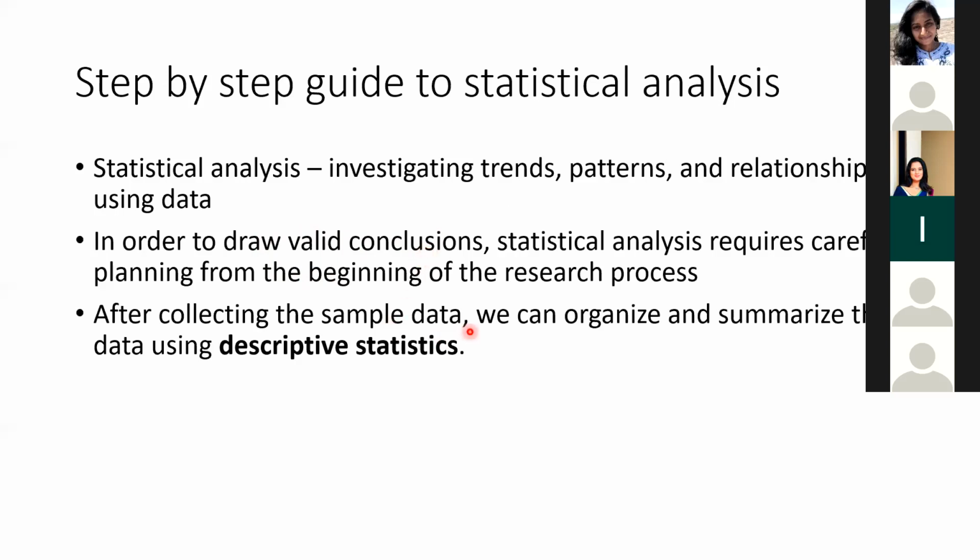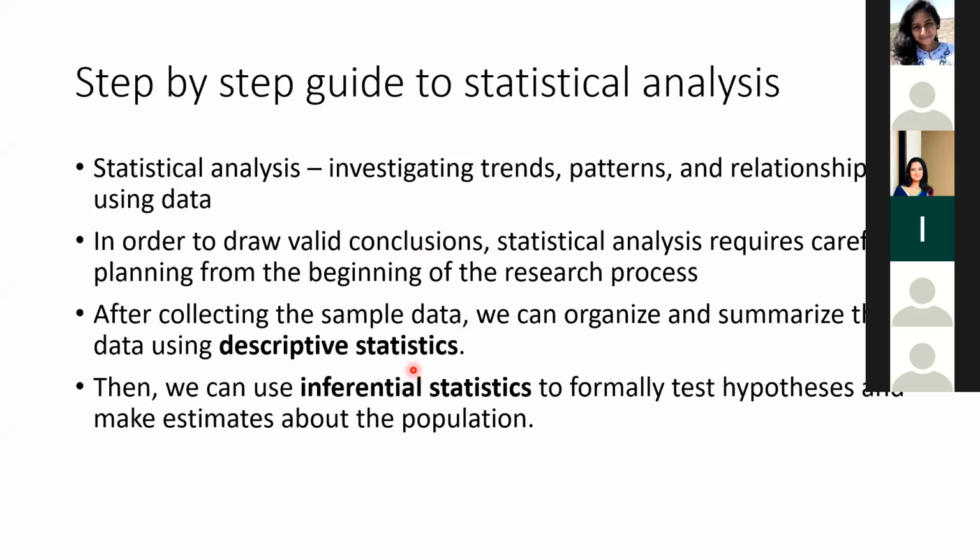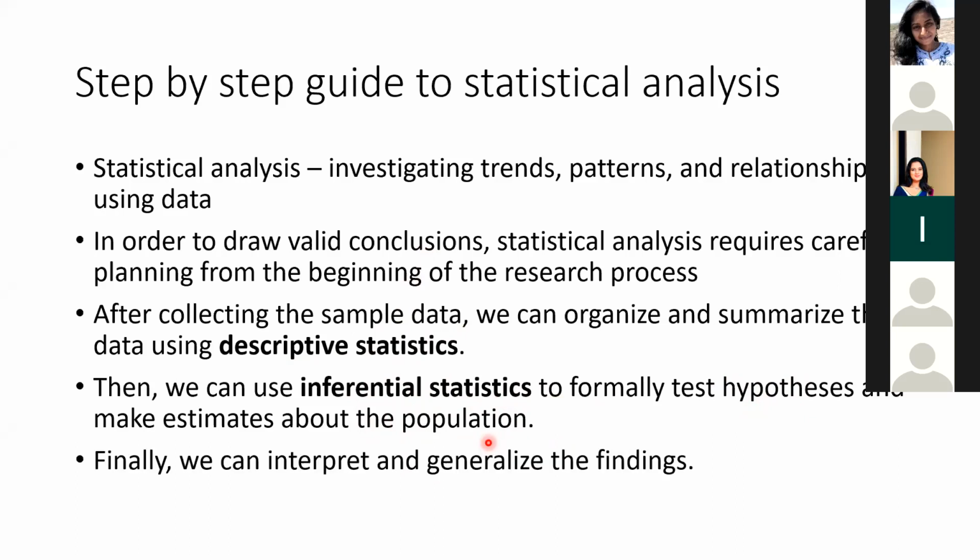After collecting the sample data, what we usually do is we organize and summarize them. This is called descriptive statistics. Then what we do is we jump into the modeling part, hypothesis testing, modeling, that is called inferential statistics. In inferential statistics, we look at the sample data, and after doing some tests, we make inferences about the population, right? That is what we do in inferential statistics in a very short description, right? Finally, we interpret and generalize the findings. Okay.